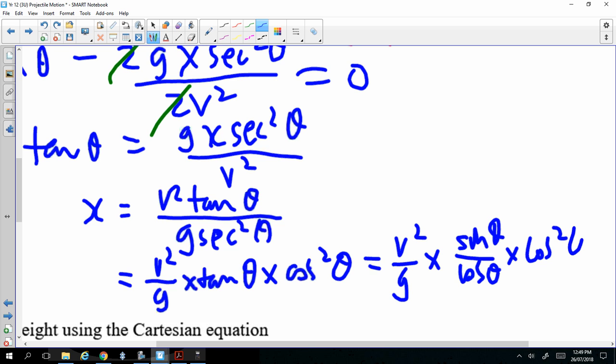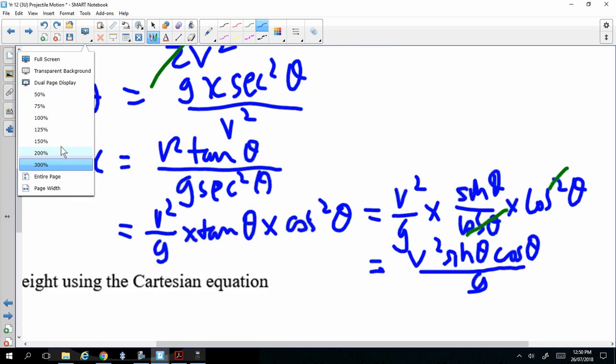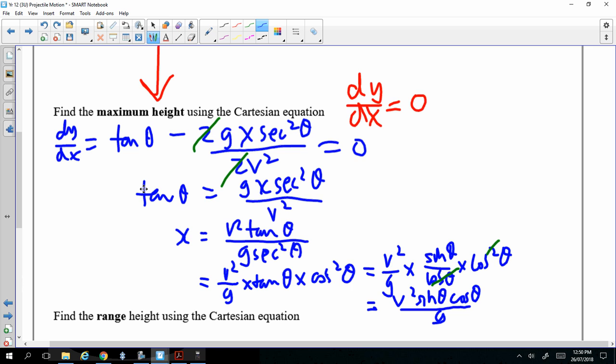Okay, and then after that, you have to substitute that into y. Actually, this takes longer than I thought. Okay, good. So after this, you substitute x equal to this thing to find y, and hopefully eventually you get the maximum height, which is v squared sine squared theta over 2g.